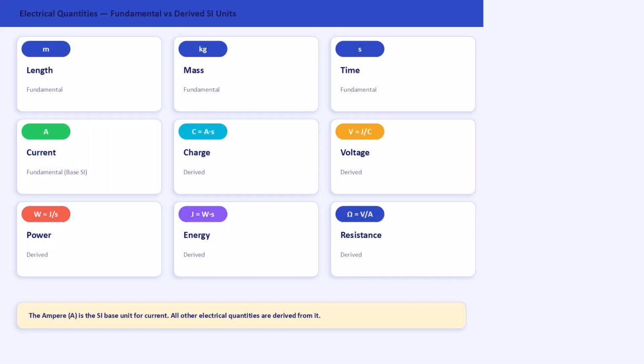The International System of Units, SI, divides units into two classes. Fundamental units such as meter, kilogram, and second are defined independently. Derived units are built from combinations of these. For electricity, the ampere is the one fundamental unit. From it, we derive the coulomb for charge, the volt for potential difference, the watt for power, the joule for energy, and the ohm for resistance. Notice the beautiful logic. Every quantity you will use in electrical engineering traces back to just one base unit: current. Remember this chain. Ampere leads to everything else.